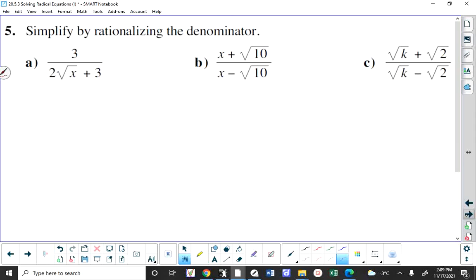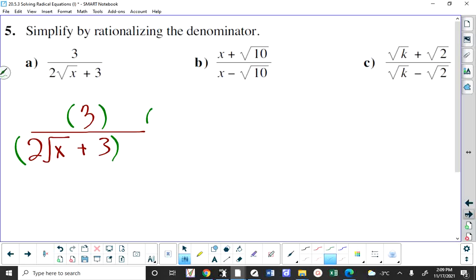Simplify by rationalizing the denominator, so we have 3 over 2 root x plus 3. We are going to rationalize the denominator by multiplying the top and the bottom by the conjugate of the denominator, which would be 2 root x minus 3.